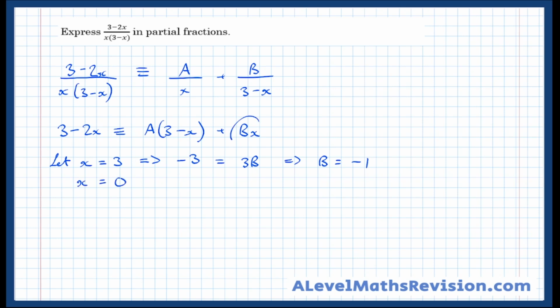Next tactical value to make this disappear would be x equals 0. That gives the left hand side 3 minus 2 lots of 0, 3, equals 3A, which means that A equals 1. Therefore, our partial fractions are 1 over x minus 1 over 3 minus x. Or an equally acceptable answer would be plus minus 1 over 3 minus x, but I prefer it looking like that. So there we have it, expressing a compound expression in partial fractions.